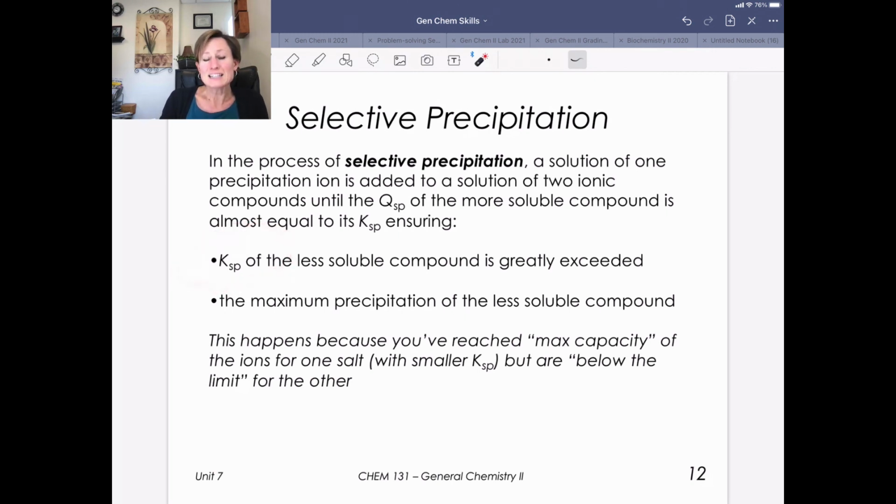So the Ksp of the less soluble compound is going to be exceeded first, and we're going to precipitate that one out of solution, but we're going to leave the other metal ion in solution. So conceptually, you reach maximum capacity of salt 1 before you reach maximum capacity of salt 2, and that allows you to selectively precipitate that.